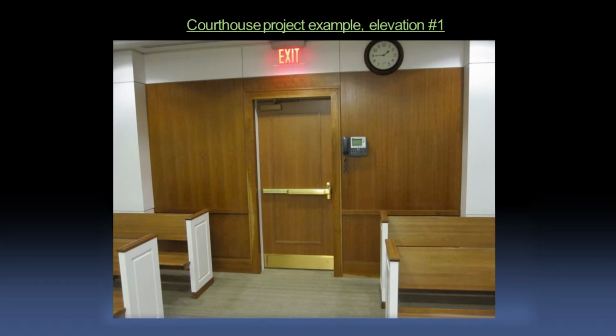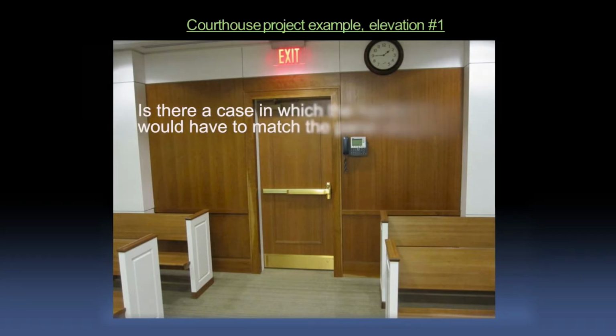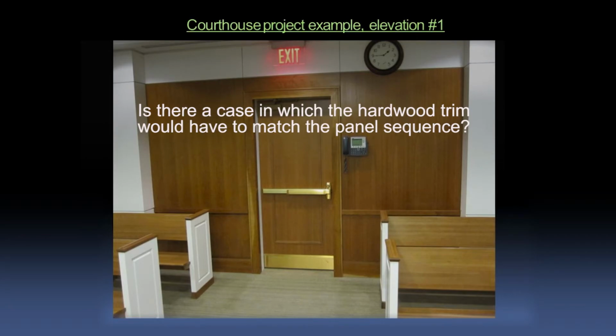Wayne, it seems we have a question. Certainly. Tom would like to ask, is there a case in which the hardwood trim would have to match the panel sequence? Good question. Well, by matching, are we talking about grain, color, and so on? Because if it's grain and color we're talking about, the standards generally for premium grade transparent finish stained millwork require that the components be well matched for grain and color. And that's veneer to hardwood.